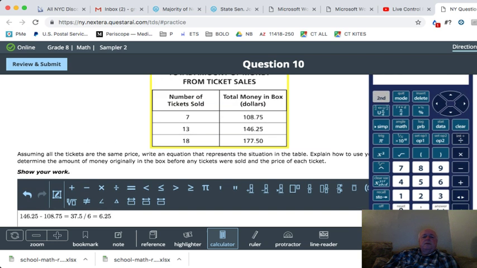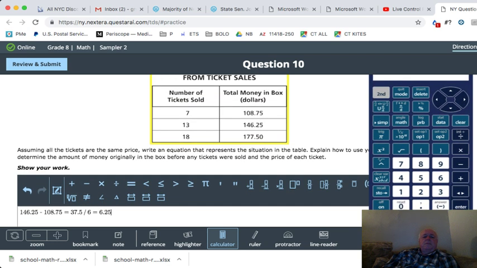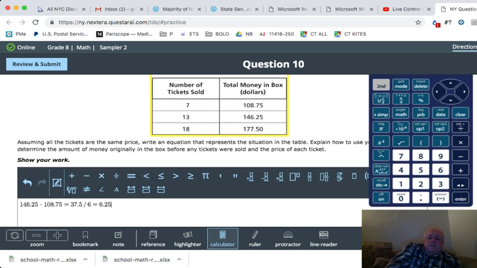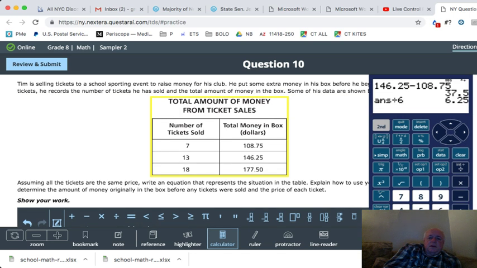Okay, so if we take that and feed it back in, we should be able to figure out how much money he had left over. So for instance, if we do 6.25 times 13 tickets equals this. Let's bring the calculator back. Times 13. That's going to give us 81.25.